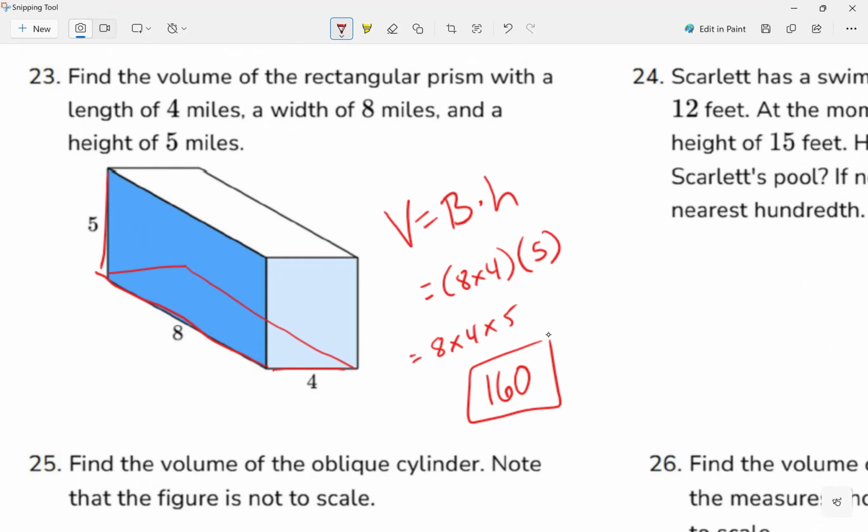Now I emphasize in the formula that it's the area of the base, and in my case, it's a rectangle, because what if my prism is a triangular prism? Then I have to get the area of the triangle times the height. What if I have a cylinder where the area of the base is a circle? Well, the area of the base times the height. So I emphasize it is area of the base times height. In this case, my base is a rectangle.